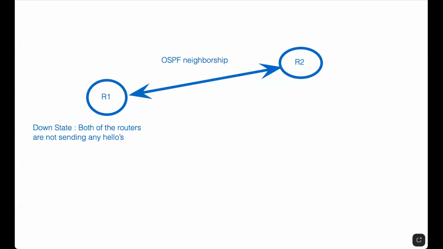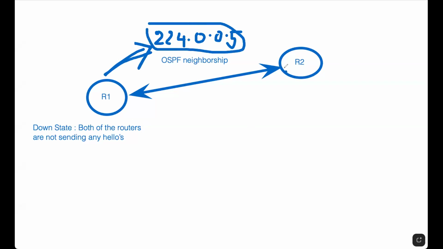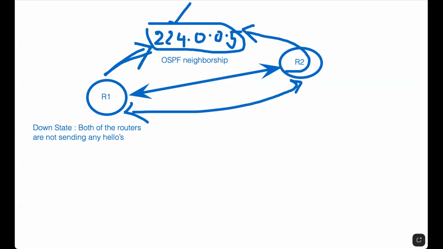In the second stage, this router will send a hello message to a group called 224.0.0.5, which is a multicast group. This one will send a multicast message to this group, and this one also sends the multicast message to that group. Both of them will be listening on the same multicast group, so the hellos will be exchanged. This is called the init state. A router will send a hello message to the multicast group. That is the init state.